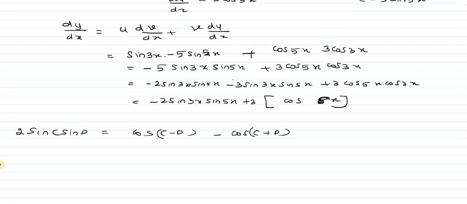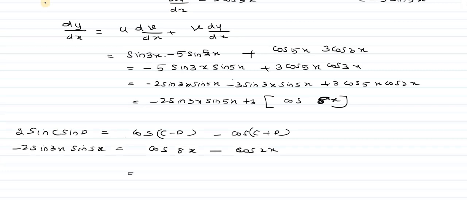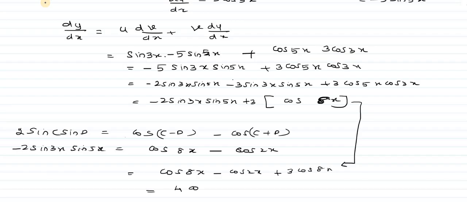So here what can you write? Minus 2 sin 3x sin 5x can be written as what? Minus cos C plus D, that is 8x, minus cos C minus D. What will it be? 5x minus 3x is 2x, correct? Cos 2x. So if you write this in the answer, what will happen? Cos 8x minus cos 2x, plus 3 cos 8x. So that will be 4 cos 8x minus cos 2x.